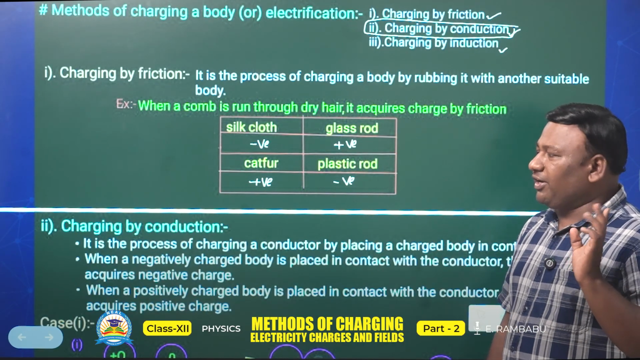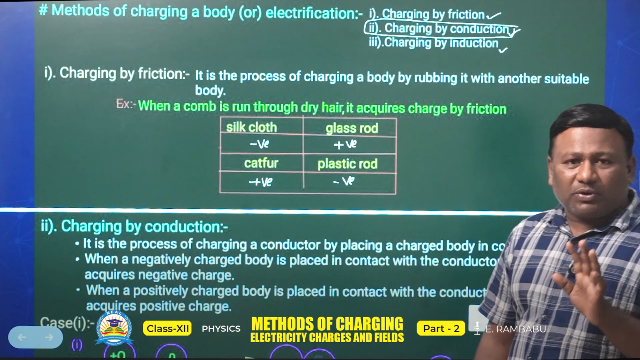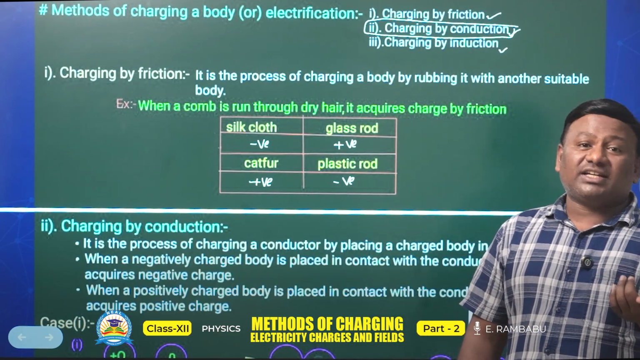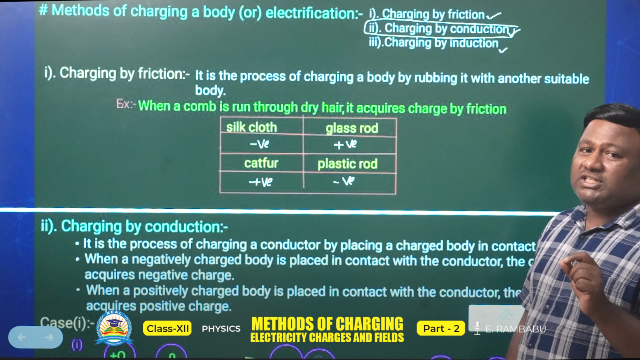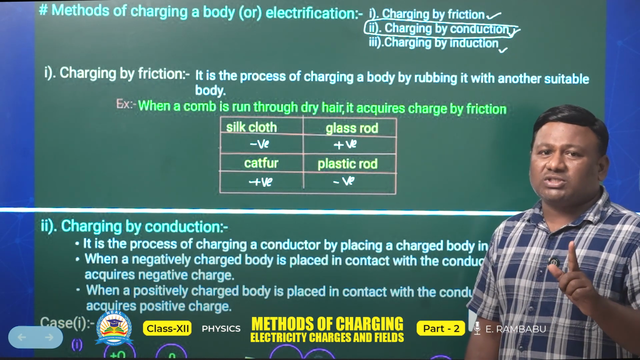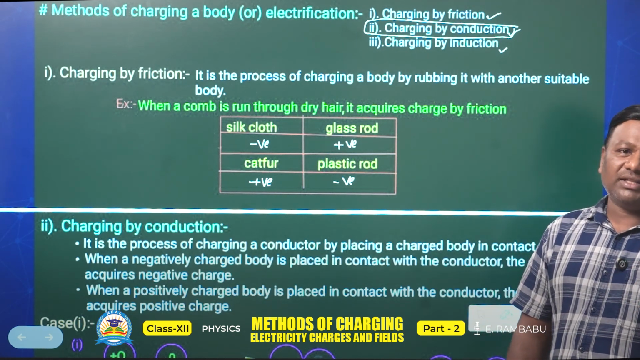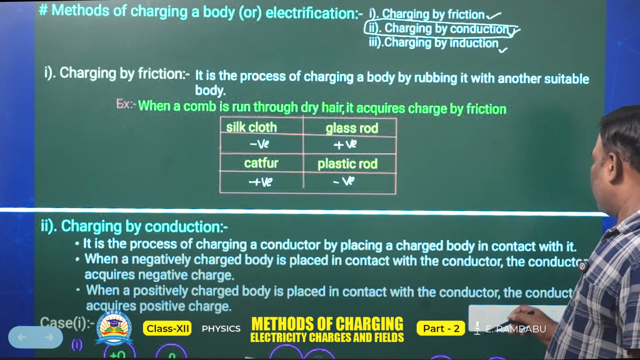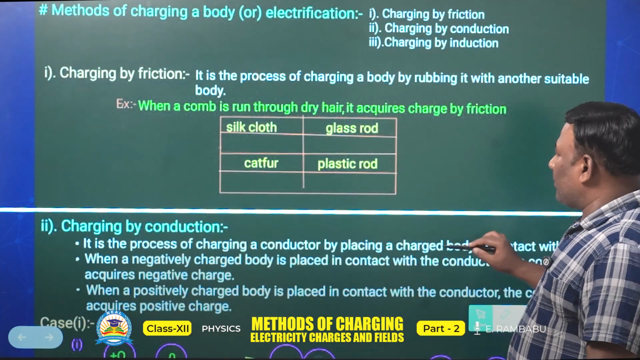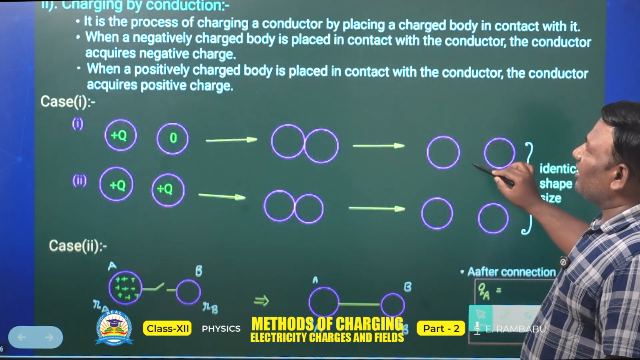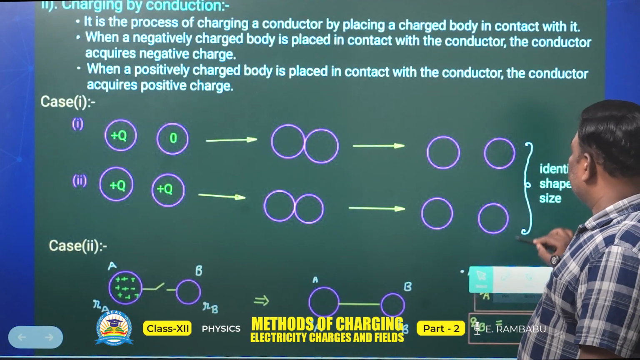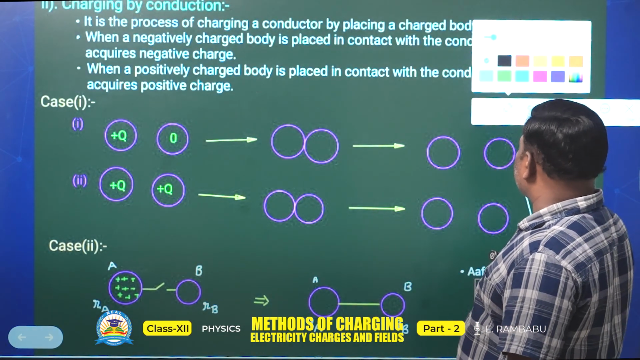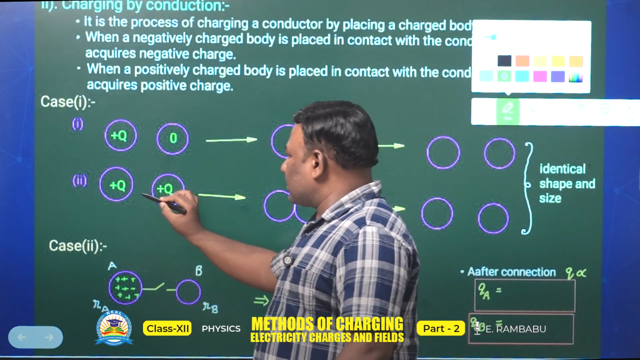At this point you need to remember that through the friction process the bodies obtain opposite charges. The body which loses electrons becomes positively charged, and the body which gains electrons becomes negatively charged. This is known as charging by friction. And the second method, a very important method, is charging by conduction. Objective-wise also this concept is very important, so try to understand this.